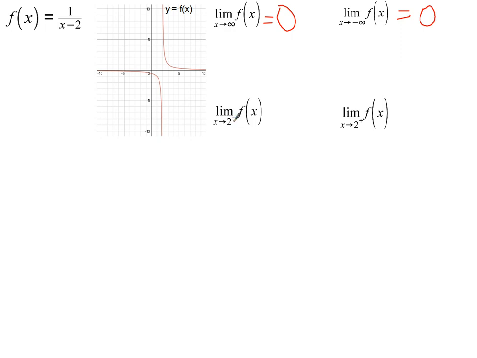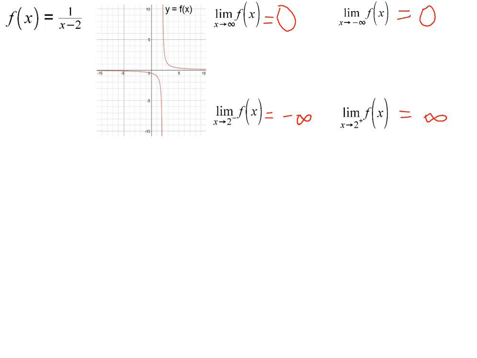As we approach 2 from the left-hand side, our function is decreasing without bound. It never hits 2 because that's where we have a vertical asymptote, but it's going down towards negative infinity. And as we approach 2 from the right-hand side, we are going up towards positive infinity. We are increasing without bound. An important point to note here is that a limit that equals negative infinity or infinity technically doesn't exist because a limit has to be a finite number.